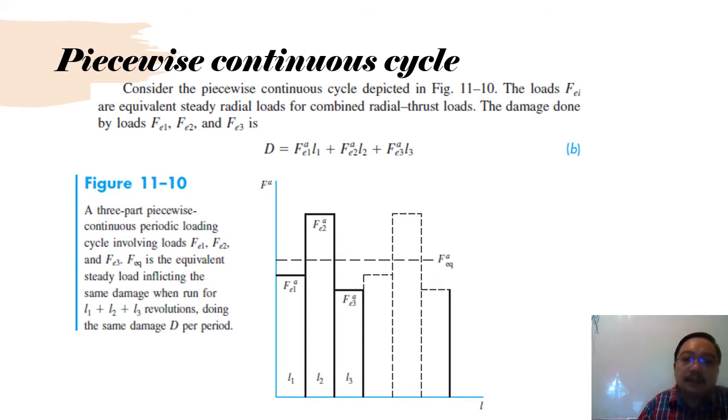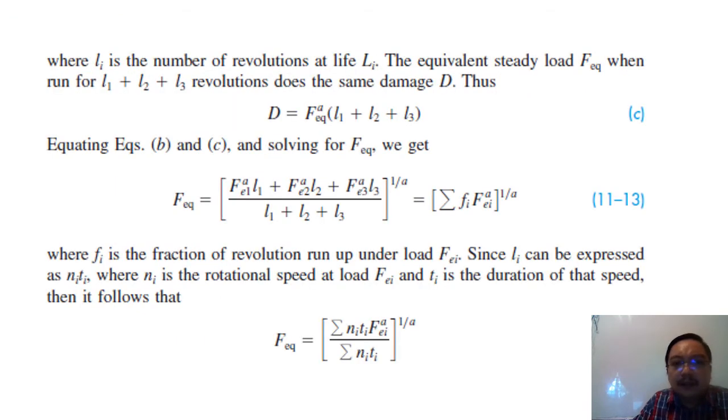How do you select the suitable bearing for your application? This is the question. D is the damage per period. I will explain this in the next slide. Where L is the number of revolutions of life, Li is the equivalent steady load, F^e is the equivalent load when run for L1, L2, L3 revolutions that does the same damage D. D equals this.